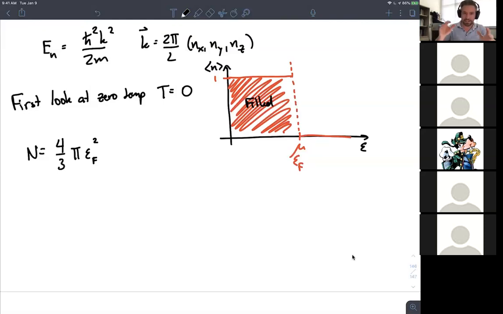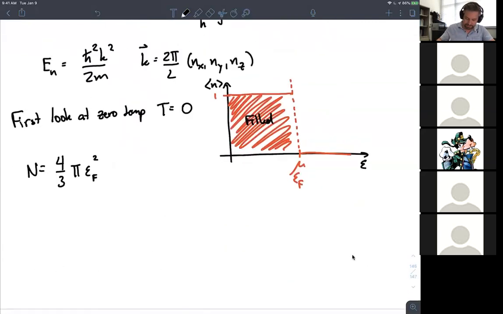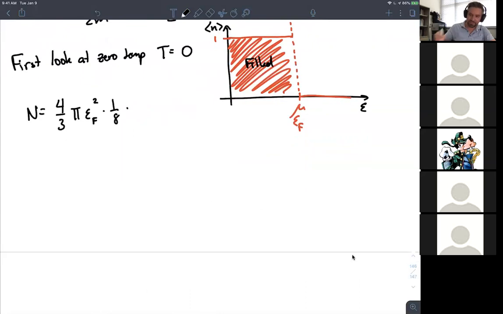What I'm going to do is just look at one octant of this sphere. In other words, I'm just going to look at essentially an eighth of this sphere. So I multiply this by an eighth, just because those are the positive momentum values, or the positive energy values. And let's also assume that these are electrons, so that there are 2 spin states.